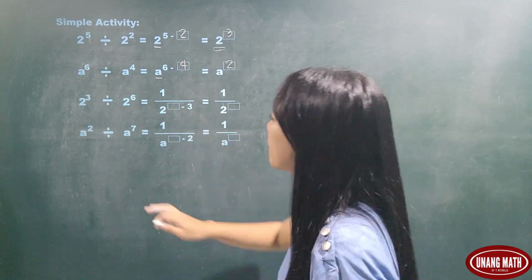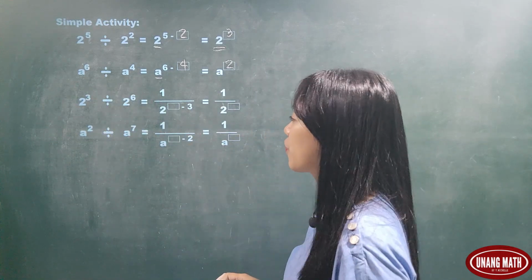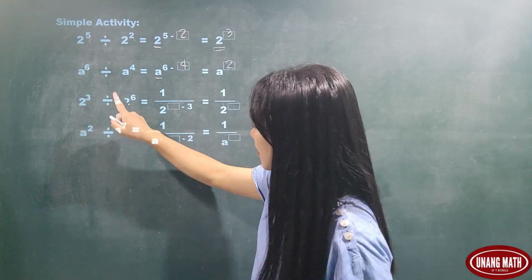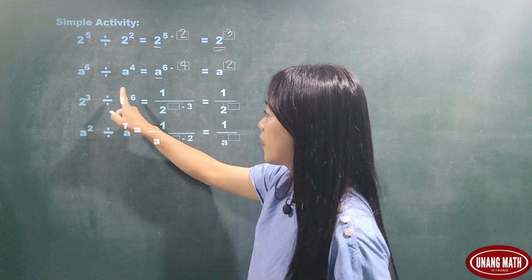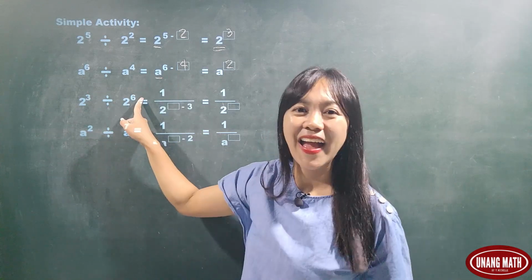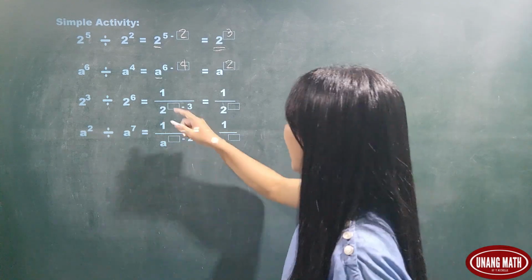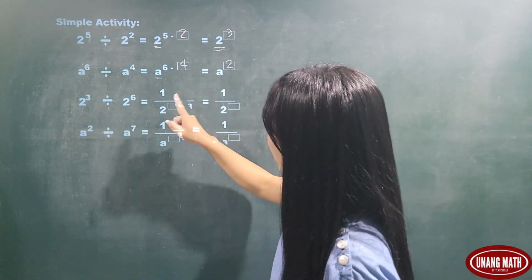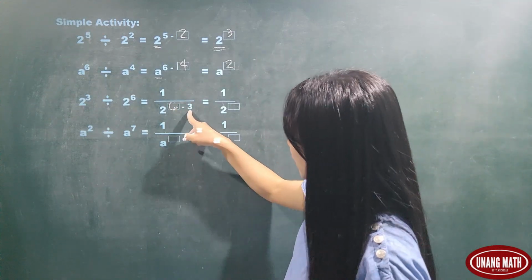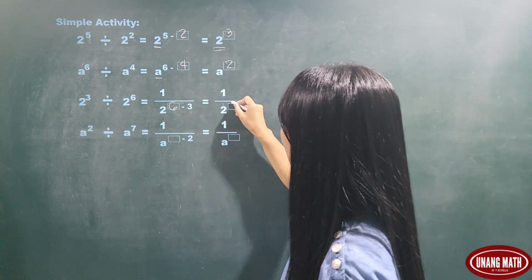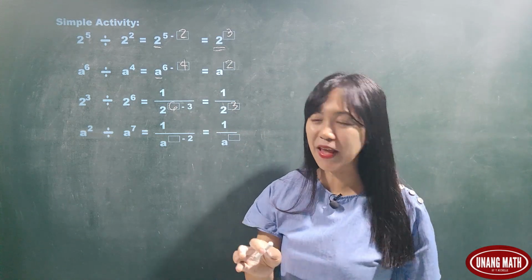Okay, the third one. 2 raised to the power of 3 divided by 2 raised to the power of 6. Same bases, and this is division. The exponent of our dividend is smaller than the exponent of our divisor. So our answer must be a fraction. So this is equal to 1 over 2. Okay, 6 minus 3. 6 minus 3, so our exponent is 3. So we have 1 over 2 raised to the power of 3.